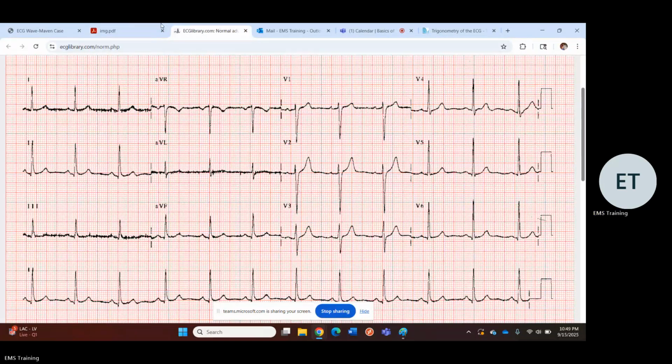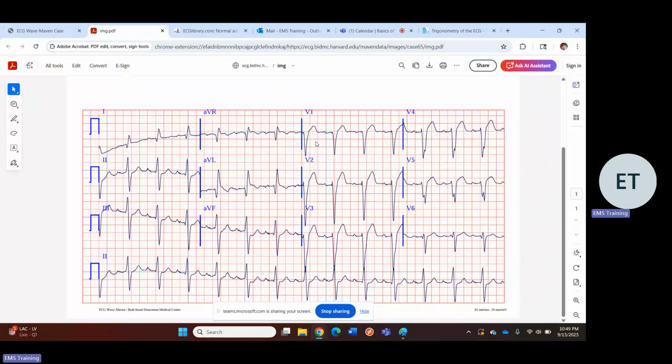Okay. For a lot of reasons. This is wide. This is pointing down here. It should be pointing up. That's pointing down there. It should be pointing up. There's weird notches in places you don't expect to see it. This interval is supposed to be no longer than 0.2 seconds, and it is. There's a first degree AV block, whatever. The axis is weird.